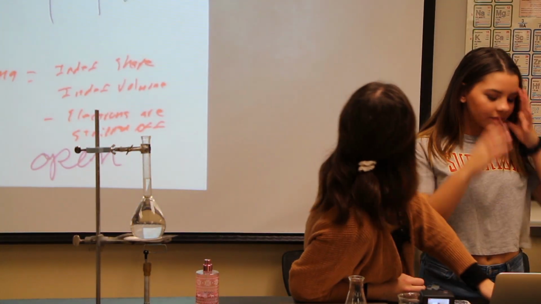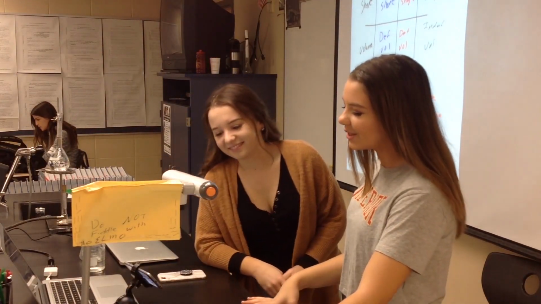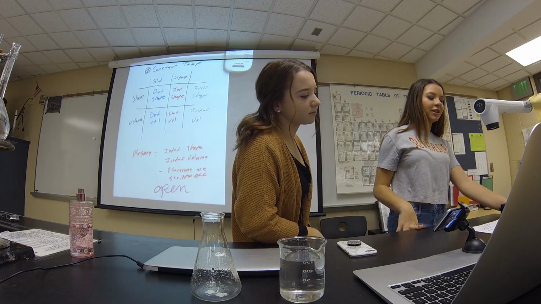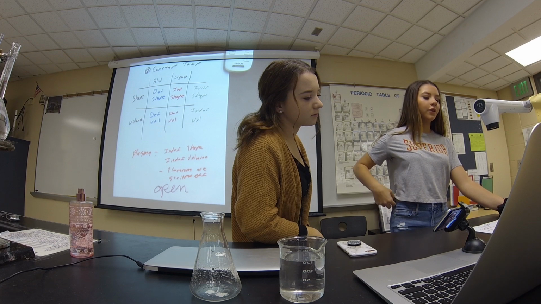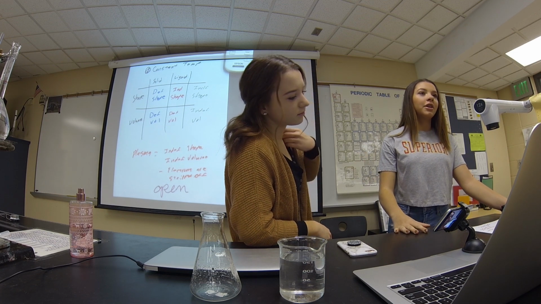So at a constant temperature, solids have a definite shape and definite volume. Liquid has an indefinite shape but a definite volume, and gas has an indefinite shape and volume.